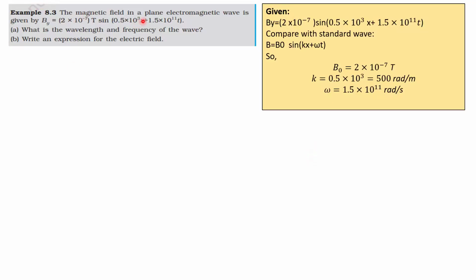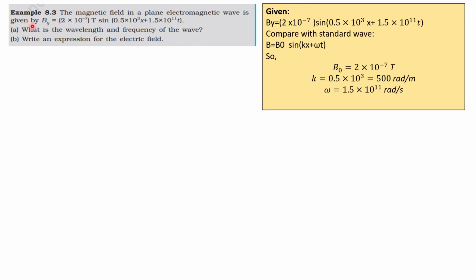The magnetic field in a plane electromagnetic wave is given by By equal to 2 into 10 to the power minus 7 Tesla sine of (0.5 into 10 to the power 3 x plus 1.5 into 10 to the power 11 t). What is the wavelength, frequency, as well as write the expression for electric field? Okay. Magnetic field By is given, and By means magnetic field is along y-axis, right? Yes, By, magnetic field is acting along y-axis.